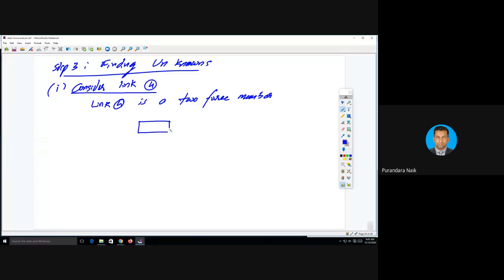You can draw the free hand sketch, no problem. Point B, link number 4. One is upward, that is F14. Automatically, the downward force, what is the downward force? F34.